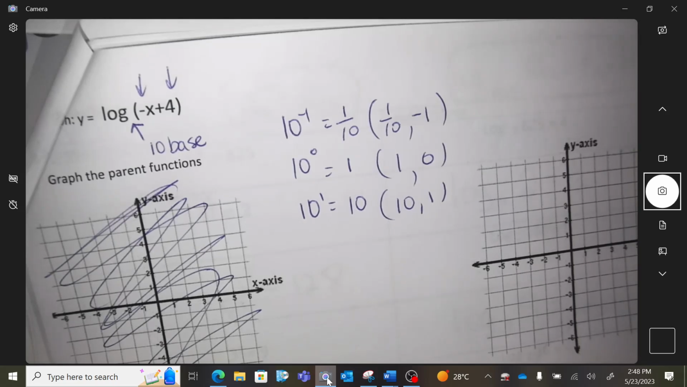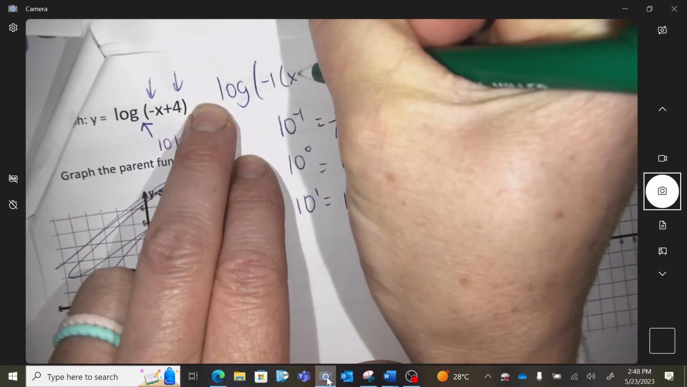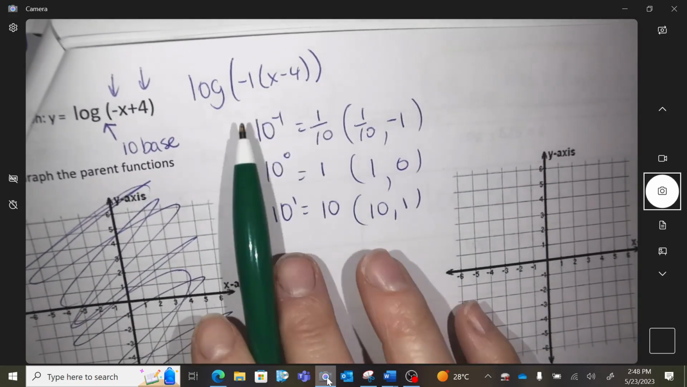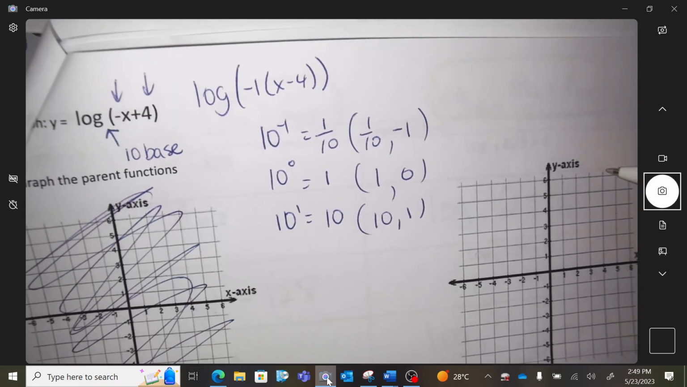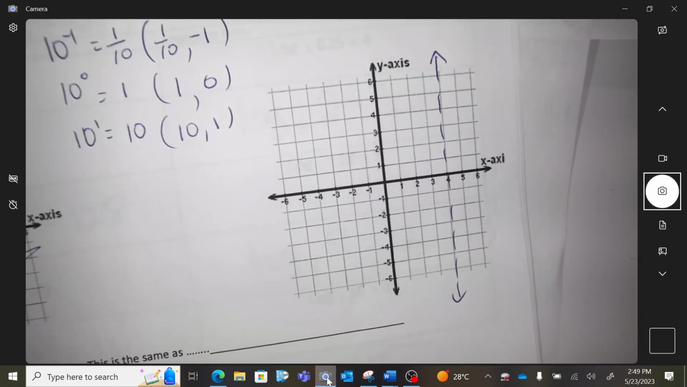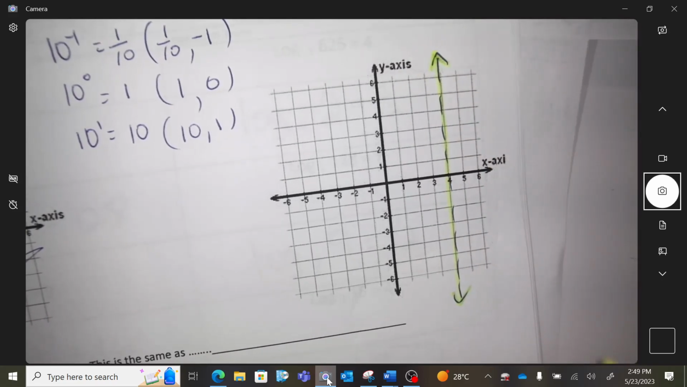Some of you might have fallen for my trick. What's my trick that I tried to pull? It's not factored out. There. It's going to reflect and move right 4. It's going to reflect and it's going to move right 4. So you know what we're going to do? We are going to put our asymptote on there. It moved right 4 now because we had to rewrite this.